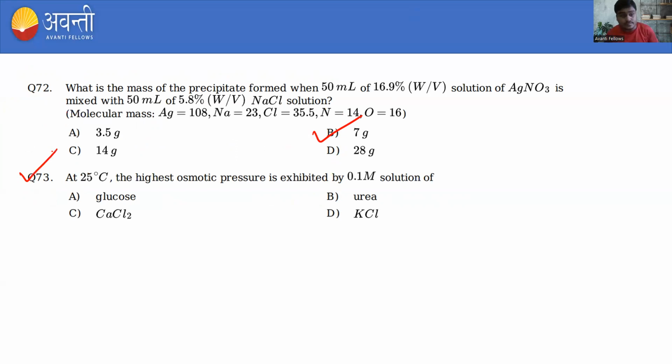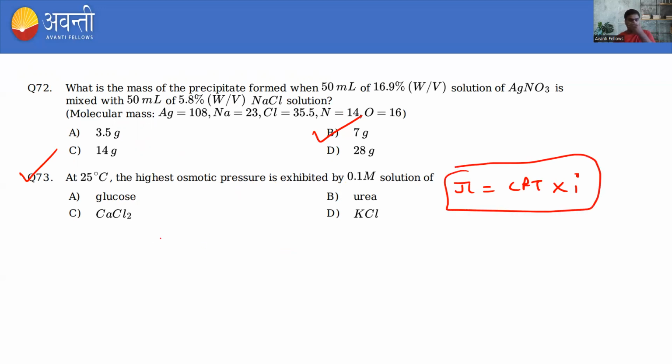Next, move to question number 73. At 25 degrees Celsius, the highest osmotic pressure is exhibited by which 0.1 molar solution? We know that osmotic pressure pi is CRT into the van't Hoff factor, and this is very important. Out of these, the van't Hoff factor is 1 for the covalent compounds. Urea again has i equal to 1.